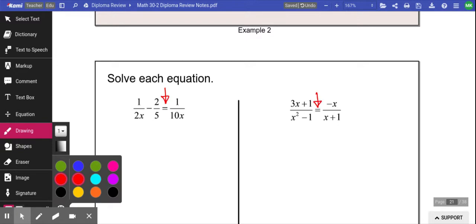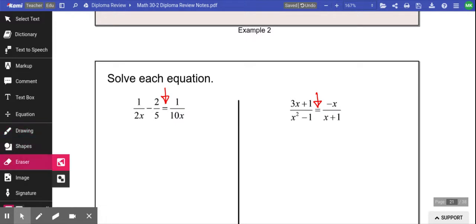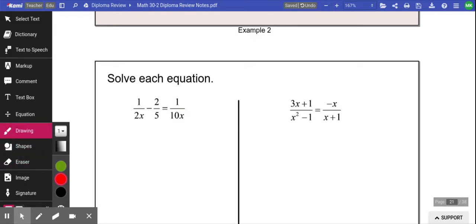The way that changes things. When you're simplifying, you should still be left with a fraction. And you should be left with some sort of expression. When you see an equal sign, that means your answer should be x equals a number. And then that number makes the entire equation from the beginning true.